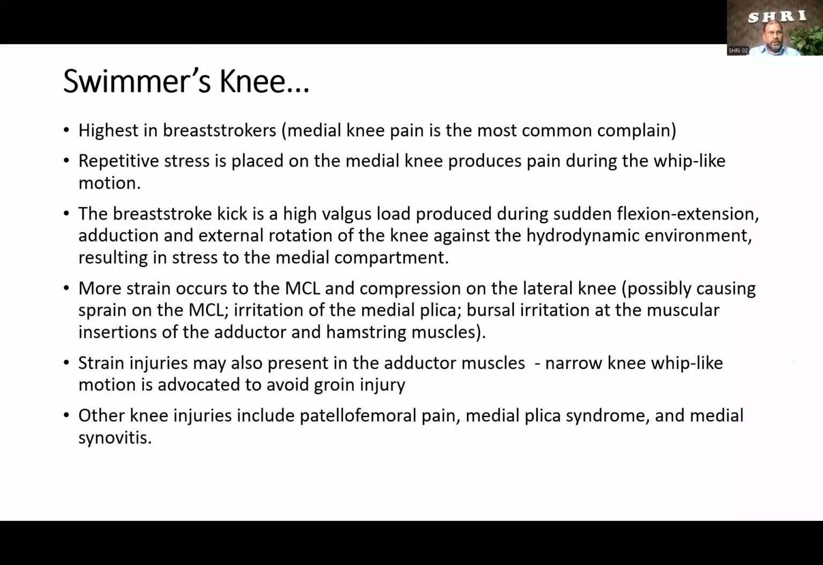So in this stroke, breaststroke, sometimes patients may complain of groin pain. So when we examine the patients with the swimmer's knee, we have to address the groin area also to look for adductor tendinopathy. That is the commonest one. Then they might have a psoas muscle tendinopathy. So narrow knee whip-like motion is advocated to avoid groin injuries.